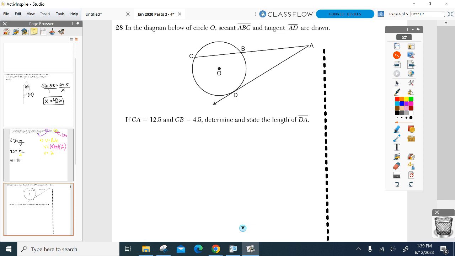What is this circle fact that we need to use here? And if I don't know it, where can I look? So it looks like a secant and a tangent. What do I remember for their lengths? What's that fact? Secant tangent lengths. What's the fact I have to remember? If I don't know, I can always look somewhere. I have a whole page dedicated to it.